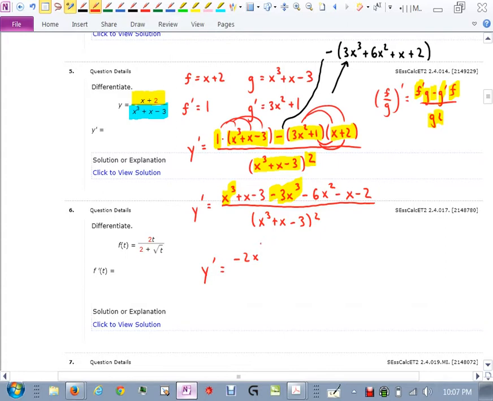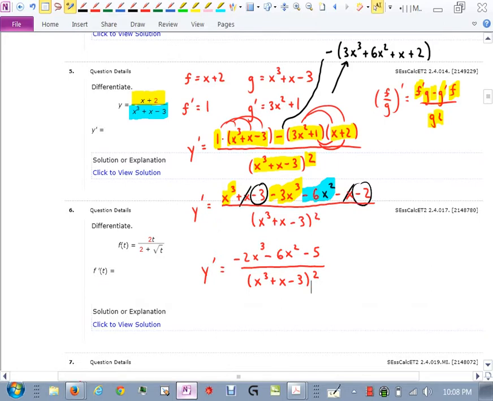Sometimes my computer just has trouble keeping up. And then now my x squared, I only have this, so minus 6x squared. And then my x terms, oh, they cancel, don't they? This x cancels with this x, so I don't have any x's. Then I have negative 3 and minus 2, it gives me negative 5. Then all over the bottom, the g squared.